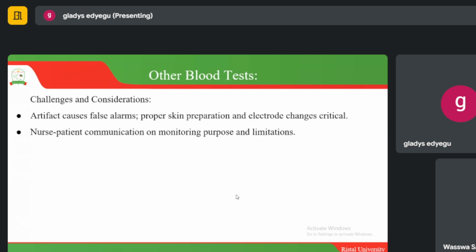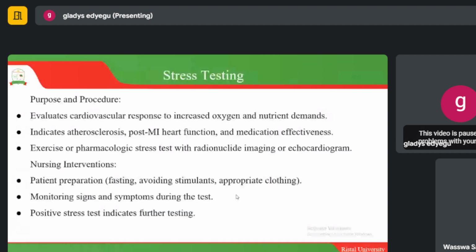Then nurse-patient communication on monitoring purpose and limitations. It's also very key for you to communicate with your patient, especially during these tests, because some of them may come back very negative, indicative of a bad heart or heart failure, which is a condition that no one wants to hear about. So the way you communicate to your patients is also very vital for them, either to live longer and accept the condition, or to live in denial and regret and end up dying faster than you would expect.